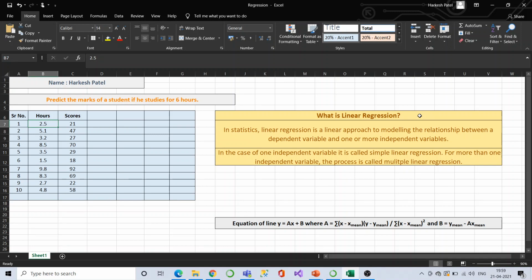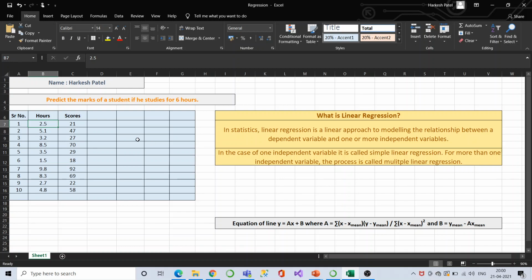What is linear regression? In statistics, linear regression is a linear approach to modeling the relationship between a dependent variable and one or more independent variables. In the case of one independent variable, it is called simple linear regression. For more than one independent variable, the process is called multiple linear regression. So linear regression uses the least square method.